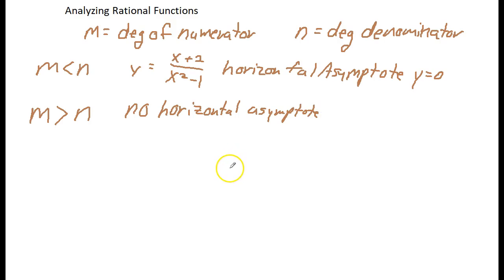Now, this book does not get into oblique asymptotes or anything, because that's generally saved for pre-calculus. And since this is an Algebra 2 course that I'm teaching, we are not going to get into that.